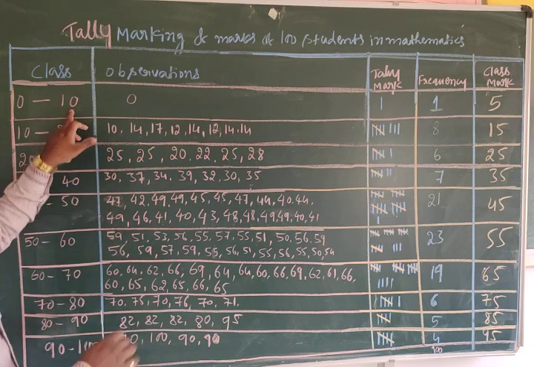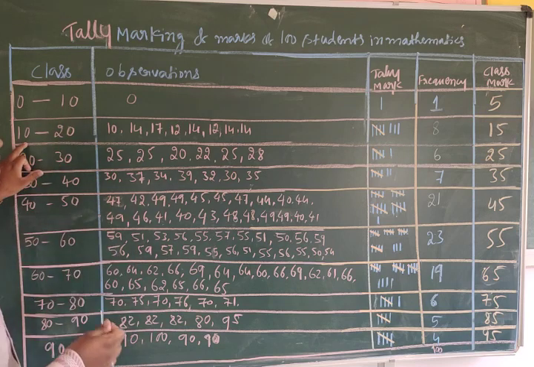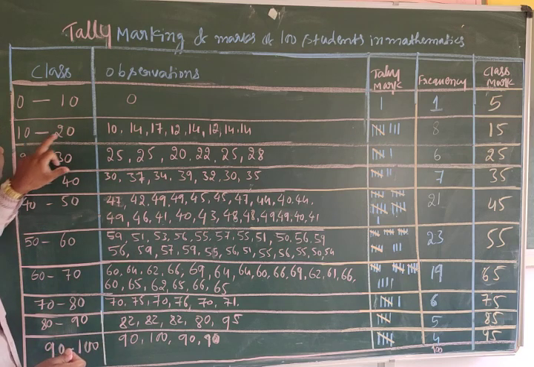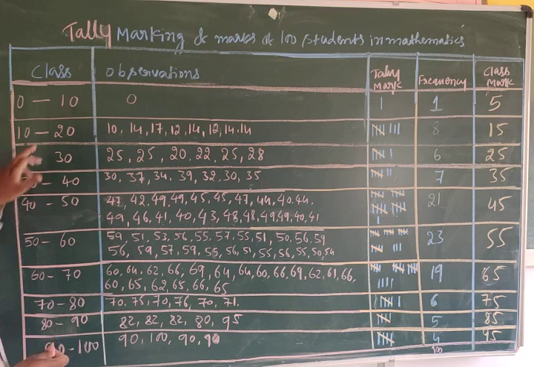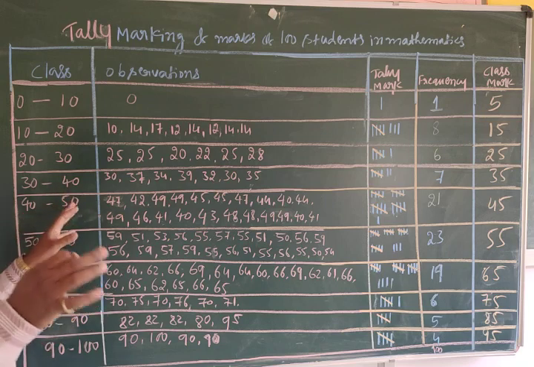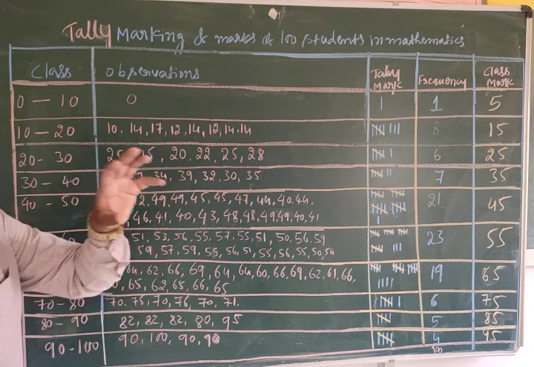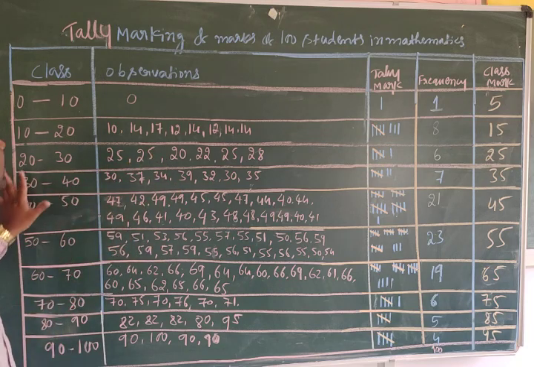That means we do not calculate or count it. This will be calculated in the next class. Okay, this will be calculated in the next class. In this method we cannot include the upper class limit. That means we are excluding the upper class limit. Okay, this is the class limit.